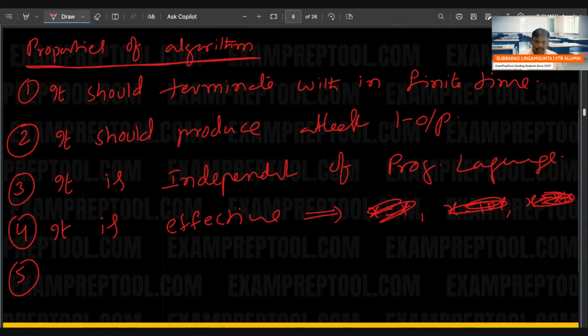Next one, let me write now. It is deterministic. When you say it is an algorithm, it is deterministic.